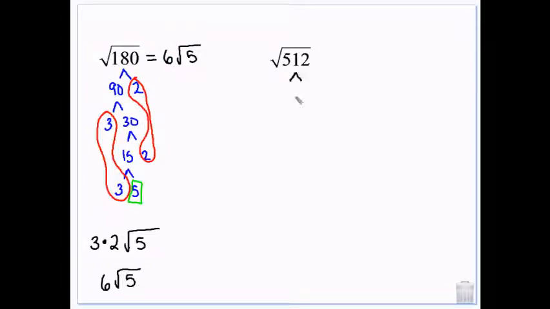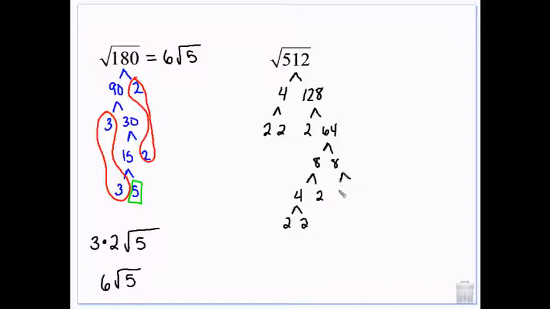I have one for the next one. Go ahead. 128 is 4 times 32. And 4 is 2 and 2, and 128 is 64 and 2. 64 is 8 and 8. 8 is 4 and 2, and 2, 2. 2, 2. We found 1 and 2, 2.